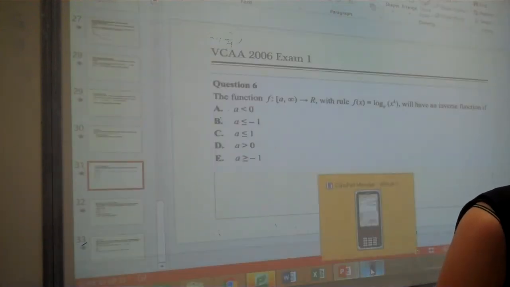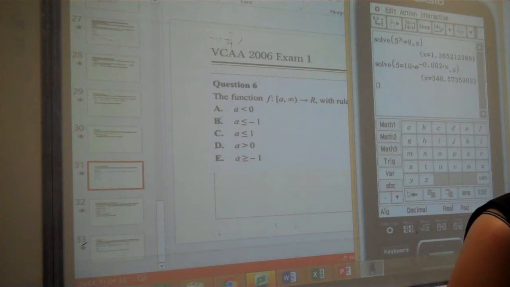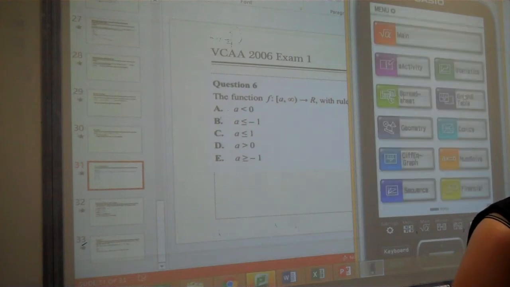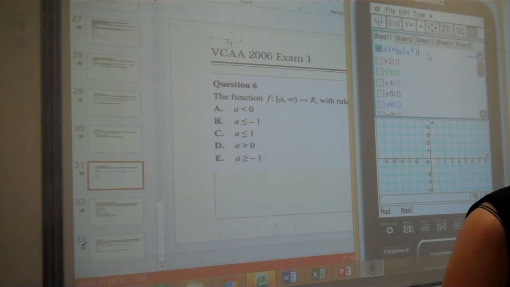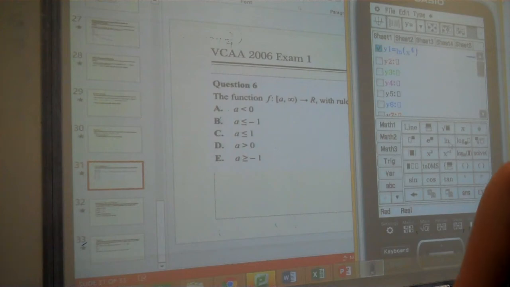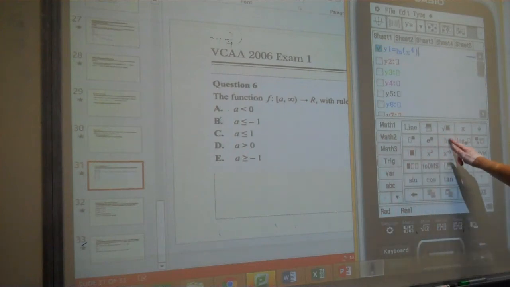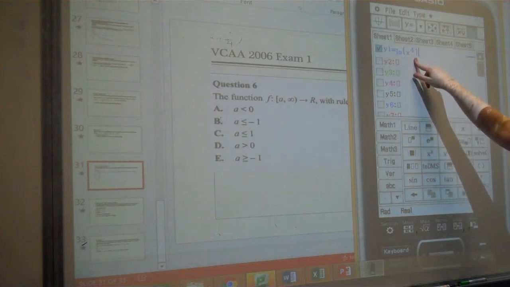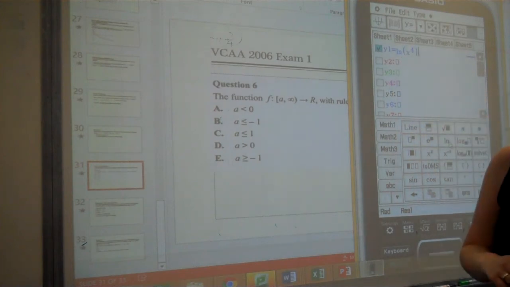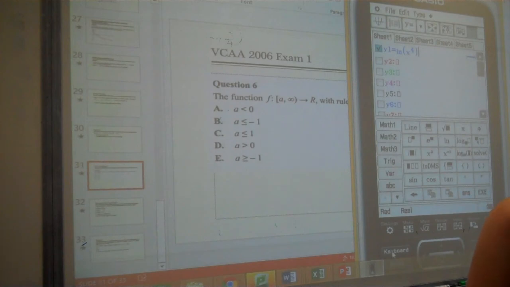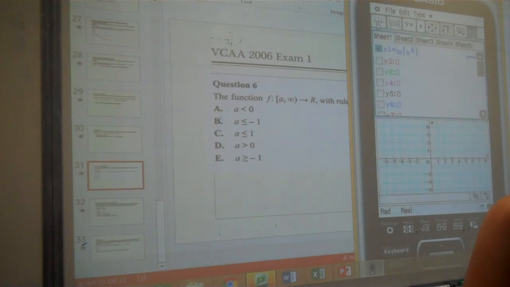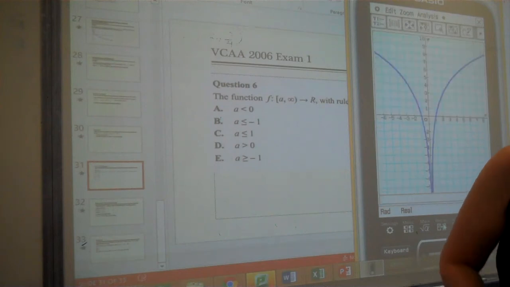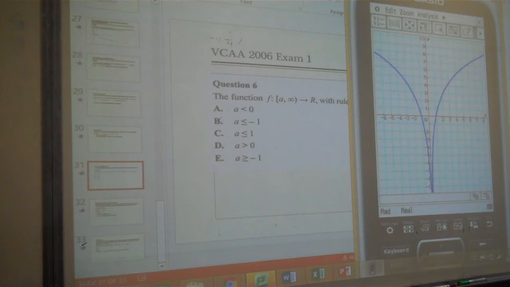So if we have a look on a CAS calculator, let's go to our graph menu. Now I have done this earlier. We've got the equation ln means log of base e, and you can find ln just here. So I've typed ln, log base e of x to the power of 4. We can sketch the graph, and I will zoom in as well, and we can see this is what it's looking like.